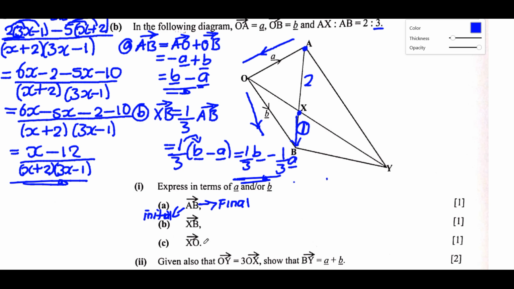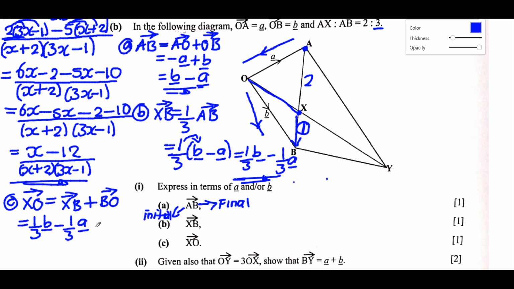So let's move on to XO. So this is our answer for C. If we want to move XO, we will move XB plus BO. So what is the value of XB? The value of XB is 1 over 3 vector B minus 1 over 3 vector A plus C.